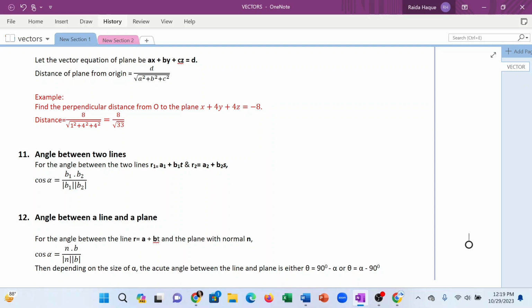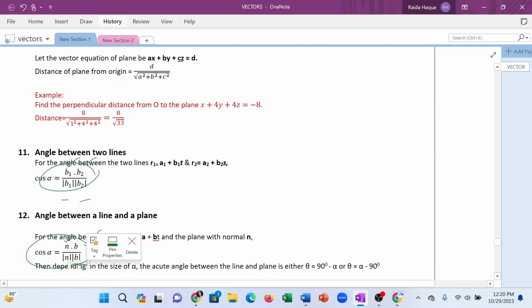So cos alpha will be, again see, there is a very big similarity and an easy method to remember this formula. So in this formula and in this formula, what are we doing? Simply the dot product of the direction vectors divided by the magnitude of those direction vectors. Okay, so then you can find the value.